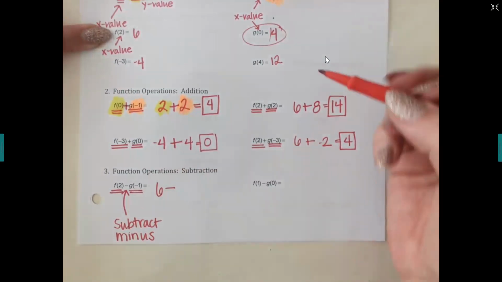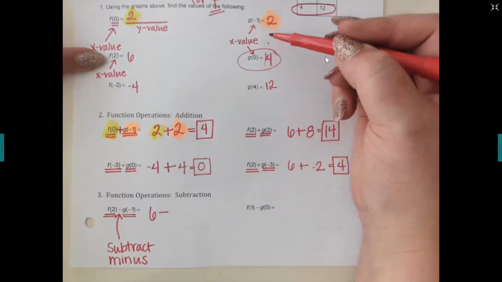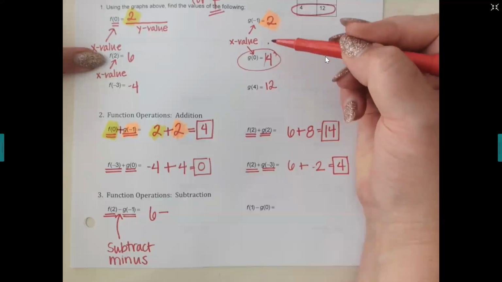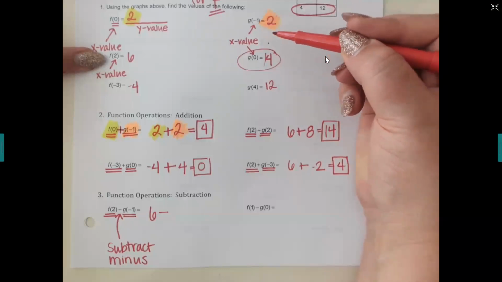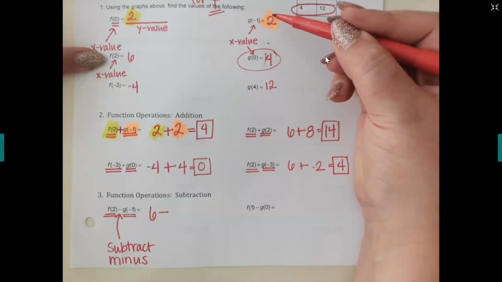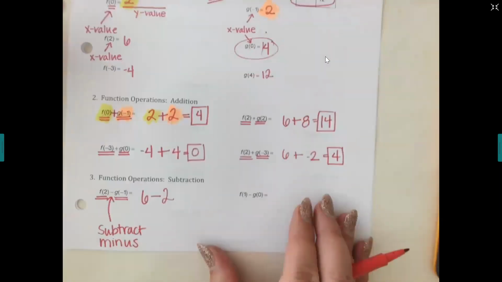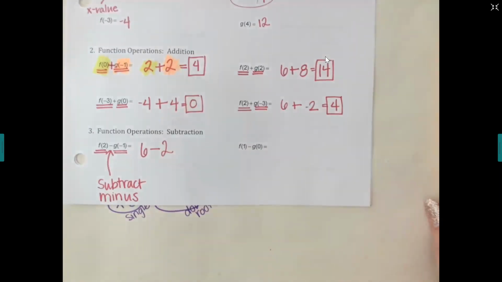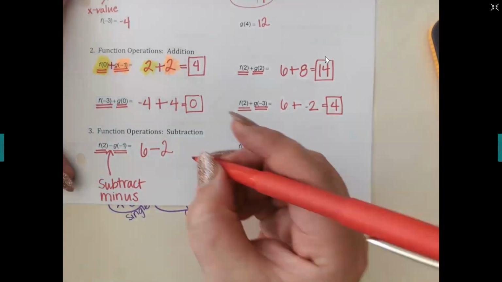So then I'm looking over here at my g's. What was my g of -1? It would be the 2. So then I do 6 minus 2. Okay, put it in your calculator. 6 minus 2, what do we get for that? 4.